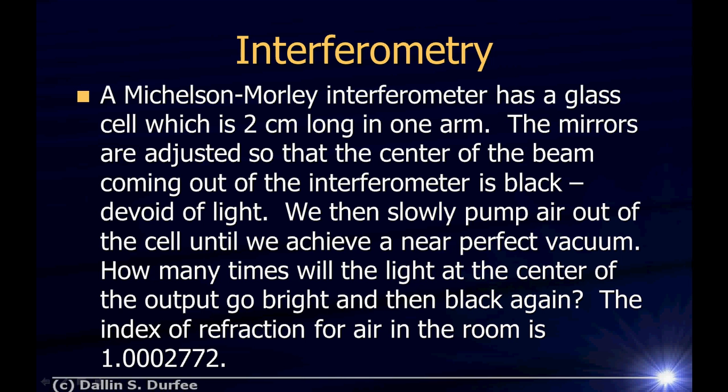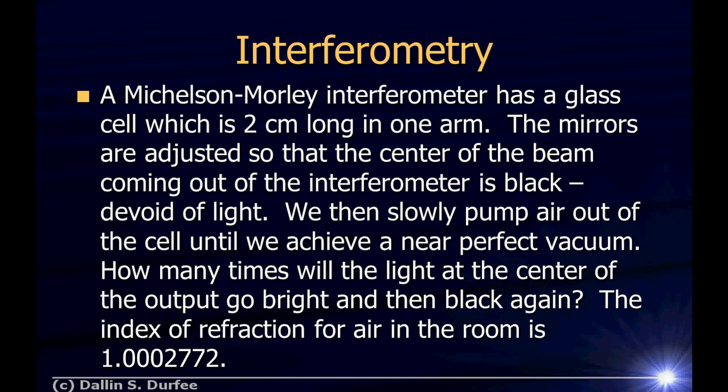Okay, our next problem is on interferometry. A Michelson-Morley interferometer has a glass cell which is 2 centimeters long in one arm. The mirrors are adjusted so that the center of the beam coming out of the interferometer is black, devoid of light. We then slowly pump air out of the cell until we achieve a near-perfect vacuum. How many times will the light at the center of the output go bright and then black again?